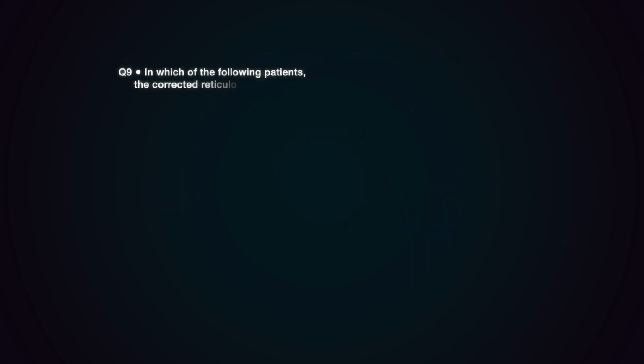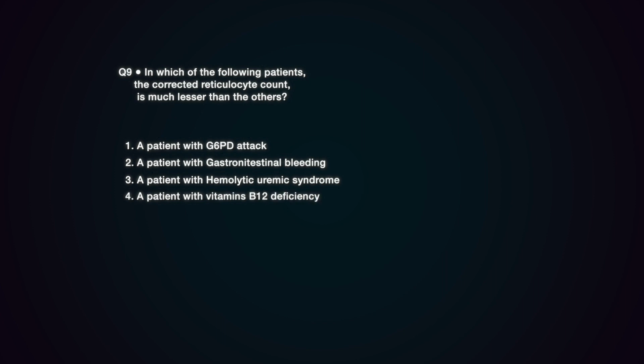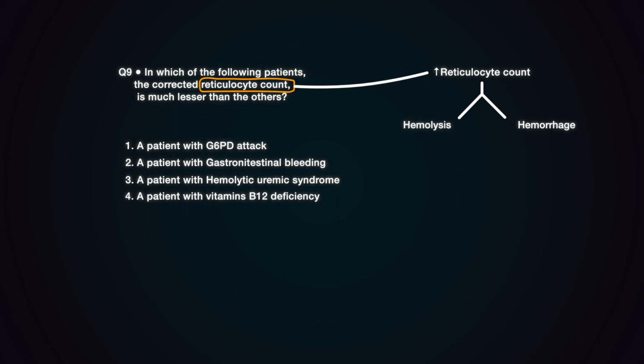Question 9. In which of the following patients is the corrected reticulocyte count much lower than the others? 1. A patient with G6PD attack. 2. A patient with gastrointestinal bleeding. 3. A patient with hemolytic uremic syndrome. 4. A patient with vitamin B12 deficiency. We talked about the groups of anemia with increased reticulocyte count that includes hemorrhage and hemolysis. Hemorrhage as option 2 and hemolysis as options 1 and 3. So in B12 deficiency, we don't expect increased reticulocyte count. The correct answer is option 4.